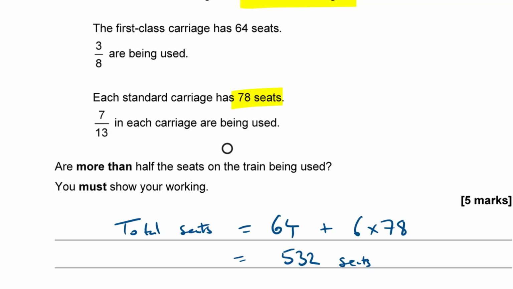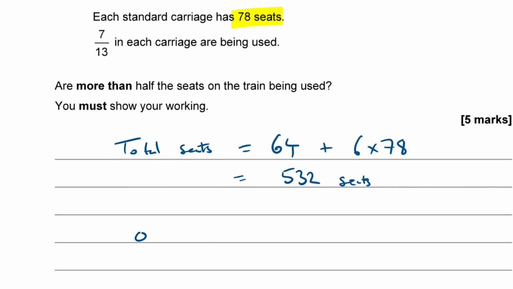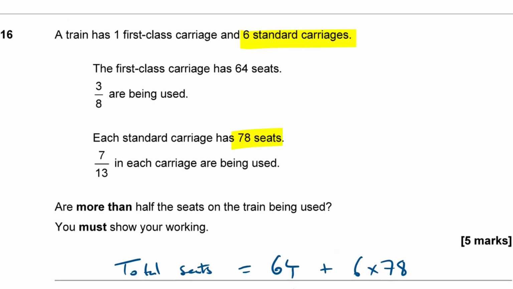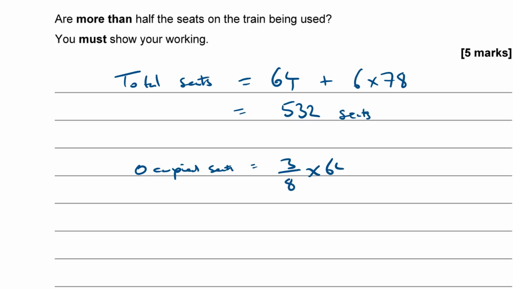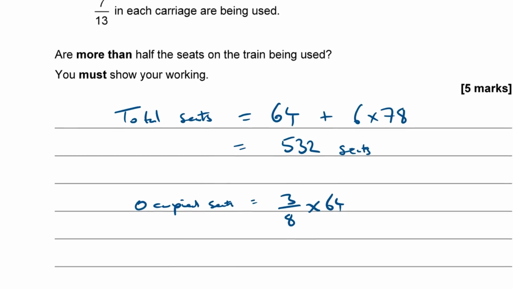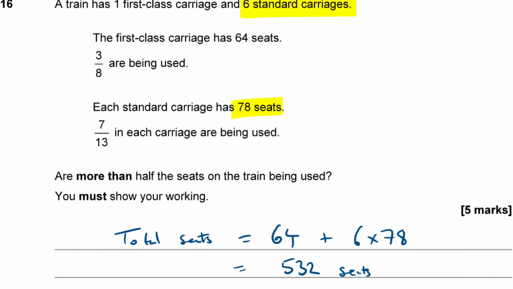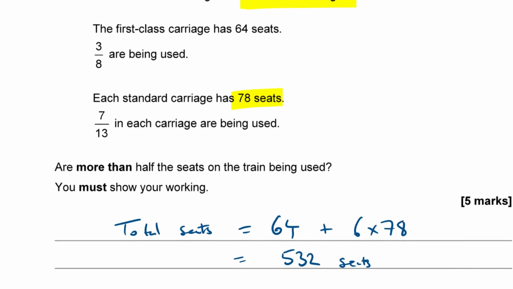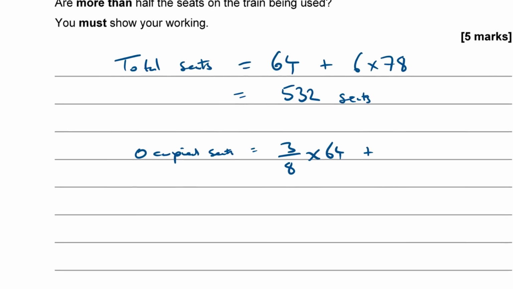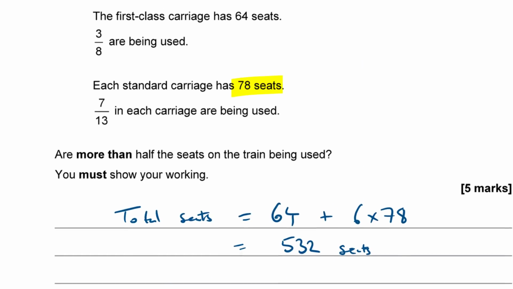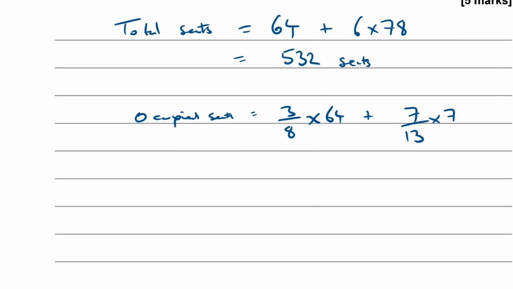Okay, so we're told that 3/8 of the first class carriage are being used. So occupied seats, that's going to be 3/8 of our 64 first class seats. And you can do this as a separate calculation if it's easier for you. We're going to have 7/13 of our 78 seats in standard class, 6 times over. So what is that then?